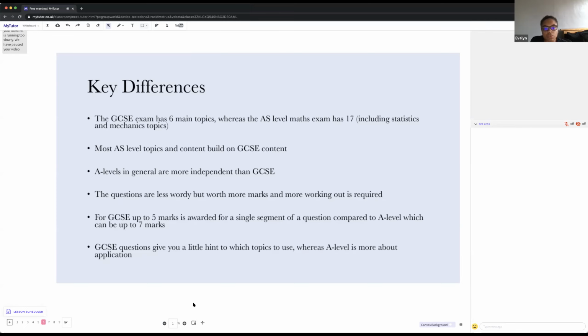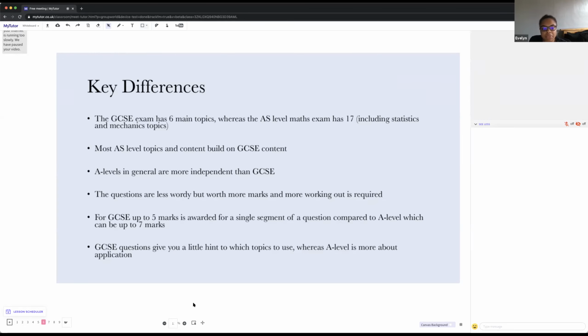AS levels in general are more independent than GCSE, so you will find yourself revising more by yourself, doing maybe more practice questions and practice past papers to prepare for your A levels. That's just what happens with A levels. It's more independent. It's a little bit more difficult and challenging in that aspect as well. The questions are less wordy, and more marks for working out are required as well. I'll show you an example later. It's hard for me to explain that without showing you a physical example of a type of A-level question. So we'll come back to that in a second.